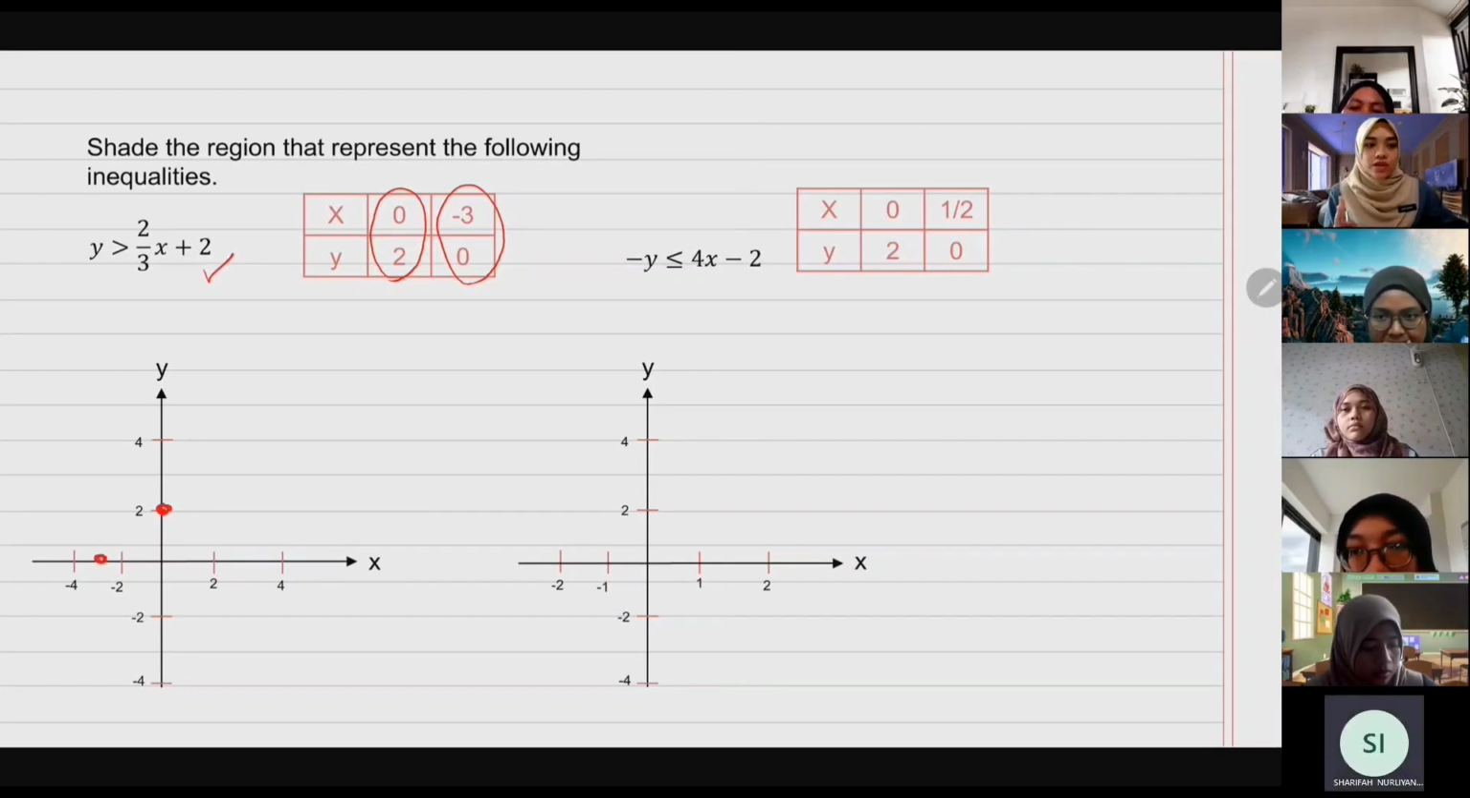The second step you need to do is identify what symbol we have here. So what symbol?